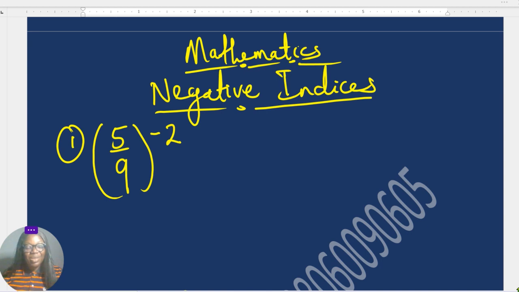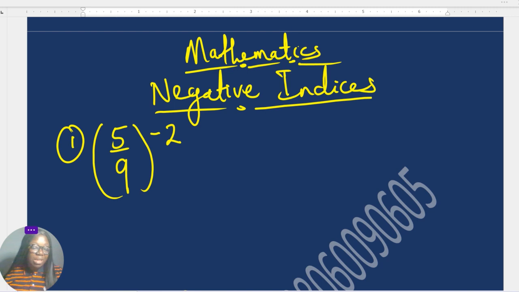In this maths class, you're going to learn how to simplify numbers that have negative indices or negative powers. Now let's start with this first one, 5/9, all in brackets, raised to power minus 2. We can see that 5/9 is a fraction and it has an index which is negative. The index is 2 and it is negative, so that is minus 2.